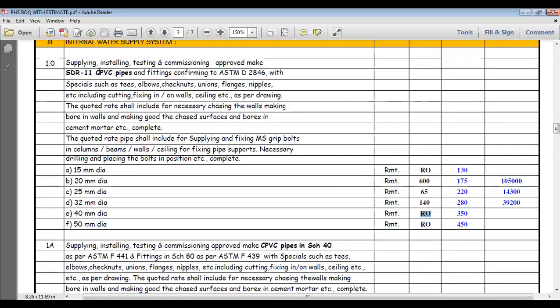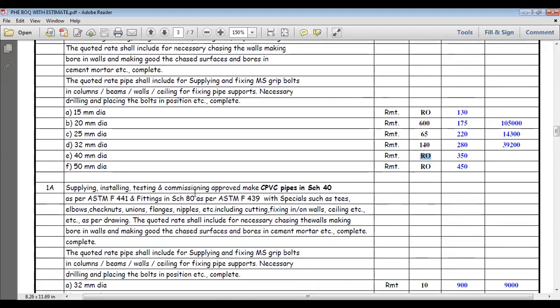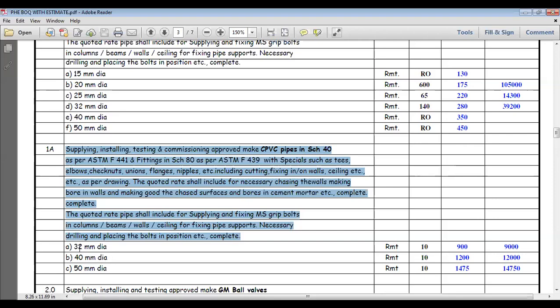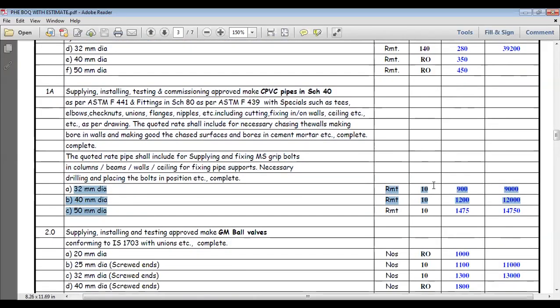This is the SDR 11 CPVC pipe. This CPVC pipe is schedule 40 pipe. The schedule 40 pipe is for the schedule 40 pipe. We are putting all the description, starting from 32 mm. So all the things we are putting, with quantity and all.